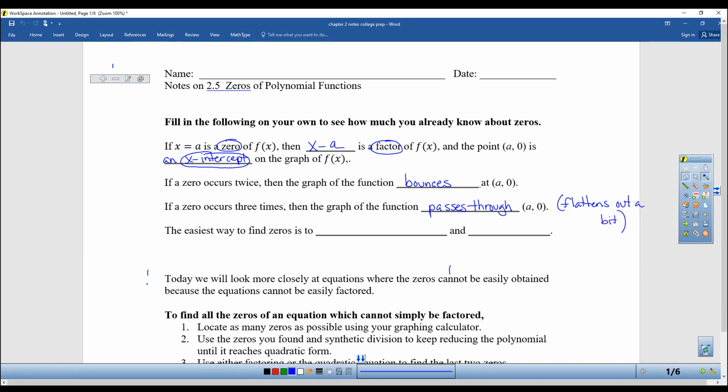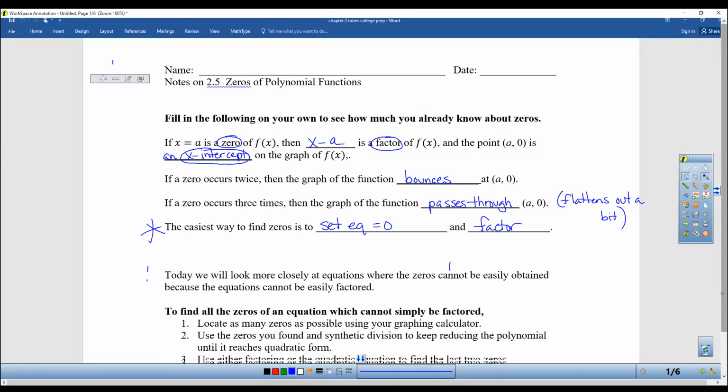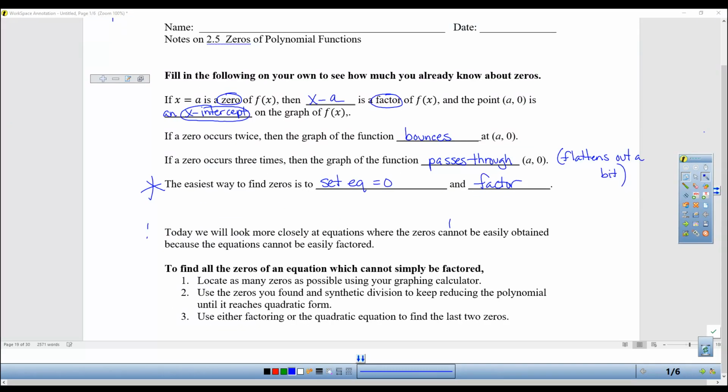The easiest way to find zeros is to set your equation equal to 0 and factor. Today we will look more closely at the equations where zeros cannot be obtained because the equations cannot be easily factored. So this is our plan.